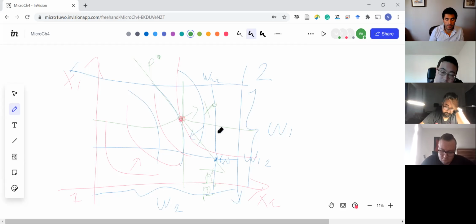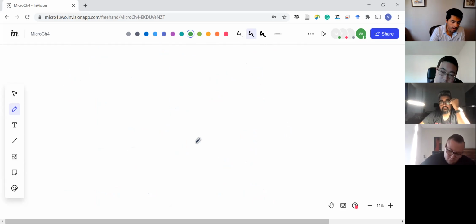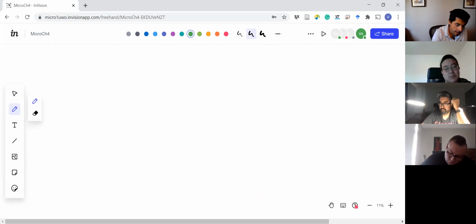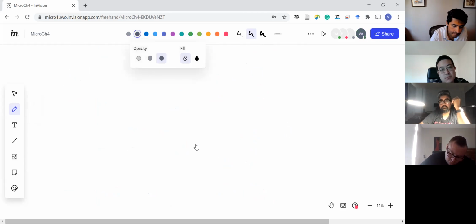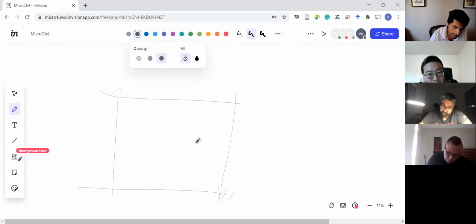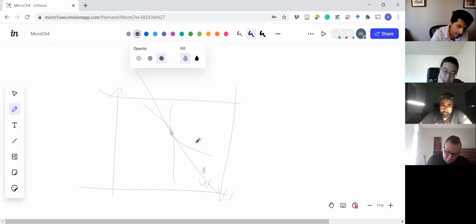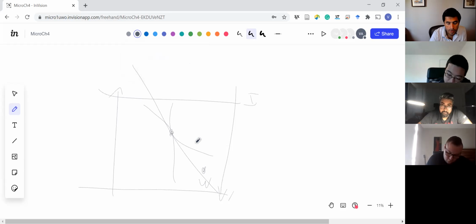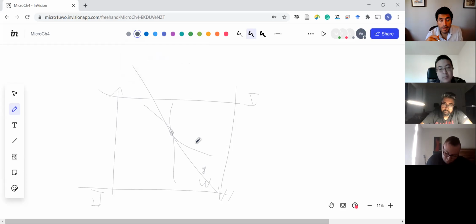So let me draw it more clean in another figure, right? So you have here this thing. You have here an omega, right? And now you have the tangency point, right? And this is the equilibrium, right? Agent 1, agent 2. So basically, this is what's happening more schematically, right?